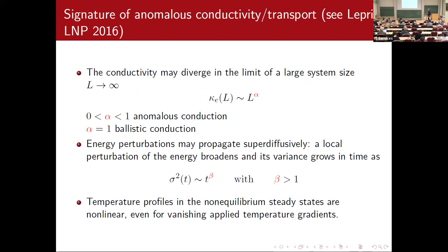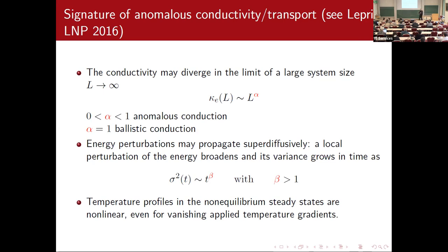This is just to tell you, there is a very nice book by Lepri, published in 2016, which is a collection of papers on anomalous conduction. And if you go through the book, you see that there are signatures of anomalous conductivity. Basically, as I mentioned, the conductivity may diverge in the limit of large system size. So if you take L going to infinity, kappa E can be a function of L to some power alpha. What happens if alpha is equal to 1? Well, alpha equal to 0, we know this is a constant, everything works. But if alpha is equal to 1, this is what is known as ballistic conduction.